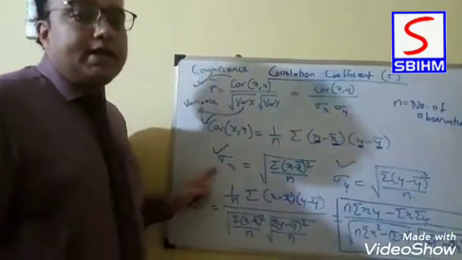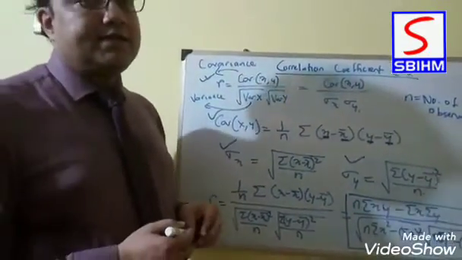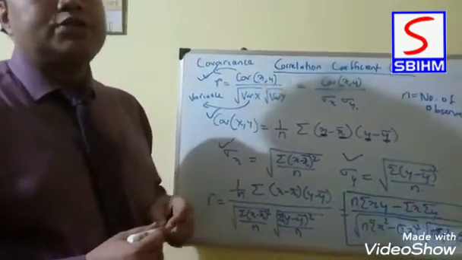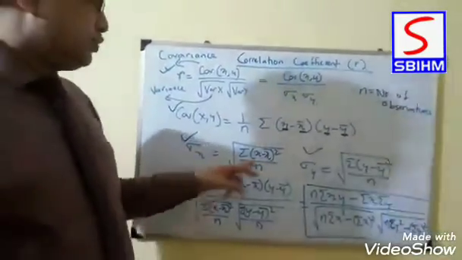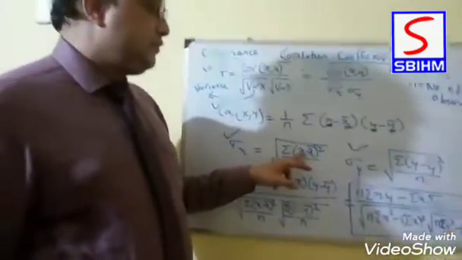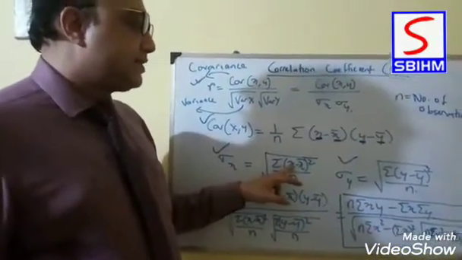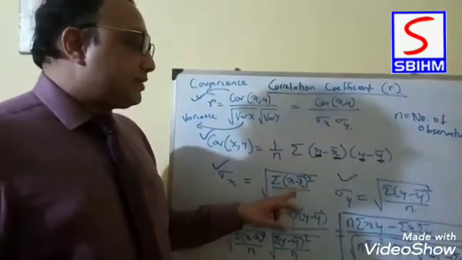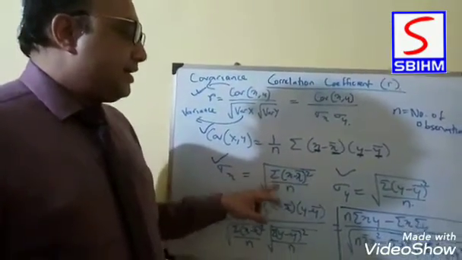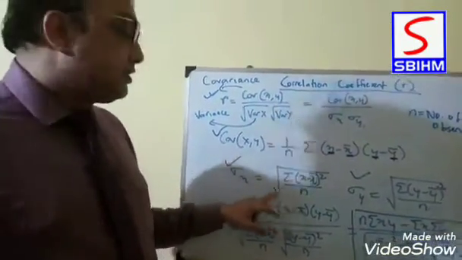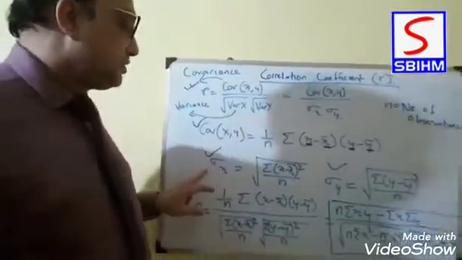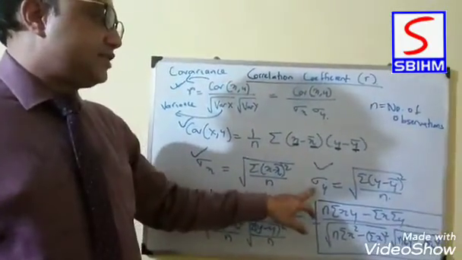And we know the definition of sigma x. Sigma x is standard deviation of x. It is the root mean squared deviation of x. So it is the deviations of the individual values of the variable x from the mean of x, which is squared and added and divided by the number of observations, then a square root is taken. So this is standard deviation of x and this is standard deviation of y.